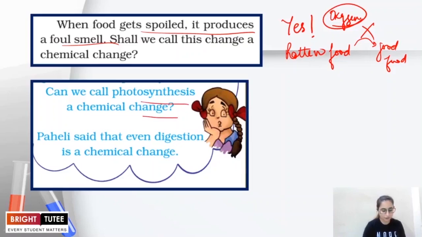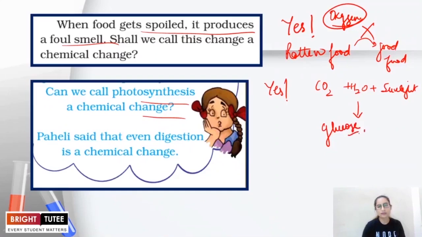Then can we call photosynthesis a chemical change? Yes, photosynthesis is also a chemical change. What happens during photosynthesis? The plants use carbon dioxide, water and sunlight to produce their food, which is glucose. Right, they produce their food. Now glucose is not converted back into carbon dioxide or water. It is basically a chemical change. So you have to understand what chemical changes are, right?